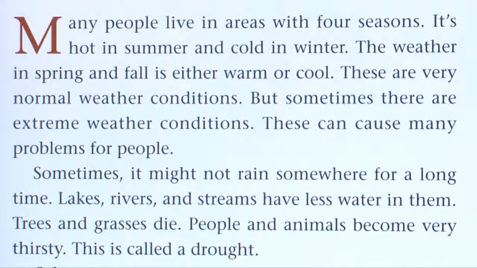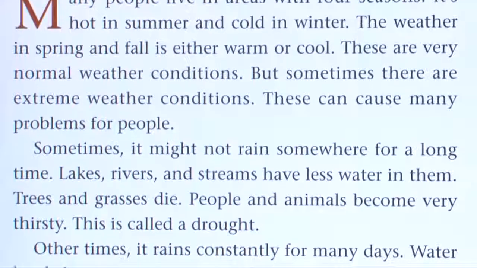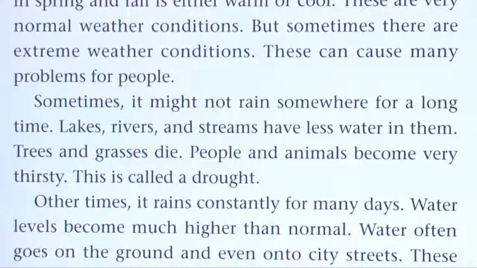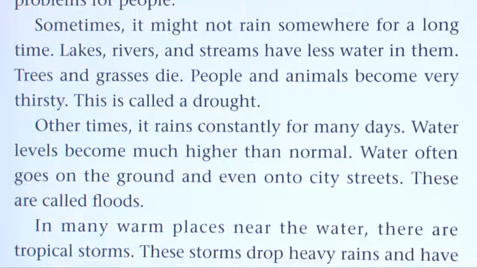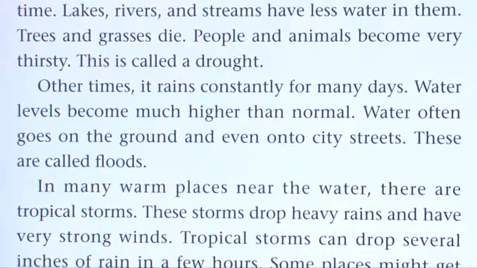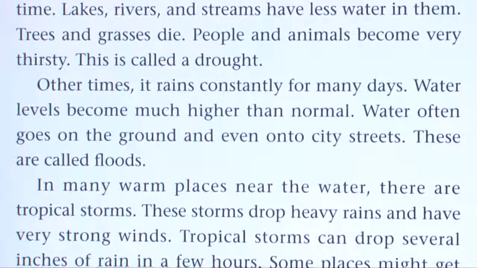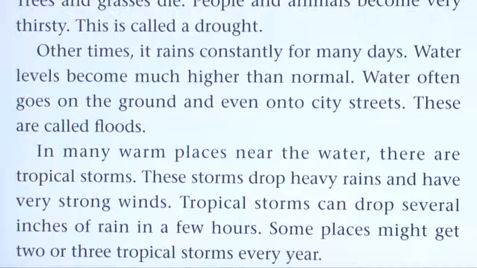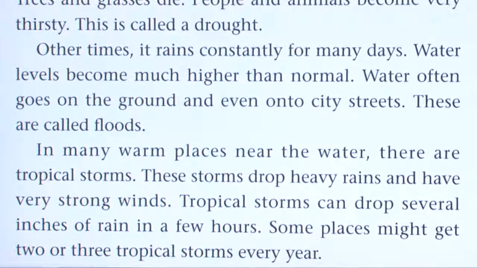Sometimes it might not rain somewhere for a long time. Lakes, rivers, and streams have less water in them. Trees and grasses die. People and animals become very thirsty. This is called a drought. Other times it rains constantly for many days. Water levels become much higher than normal. Water often goes on the ground and even onto city streets. These are called floods.